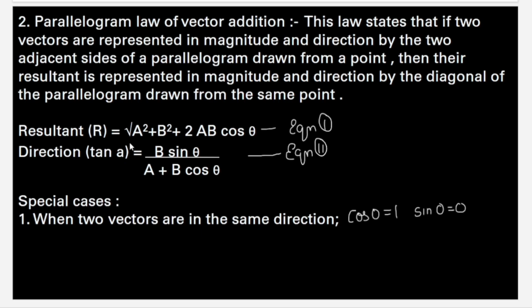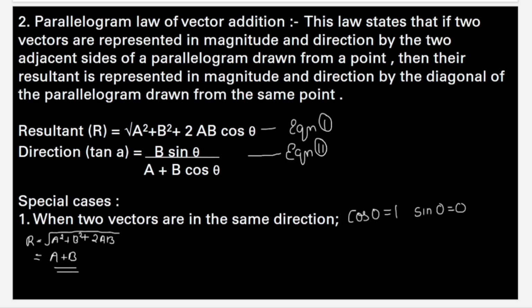Using equation 1, root a square plus b square plus 2ab cos theta. Cos theta is 1, so it gets multiplied with 2ab and we get R is equal to root a square plus b square plus 2ab. This is the formula a plus b whole square. Now we remove the roots, so the square also cancels out and we get a plus b.